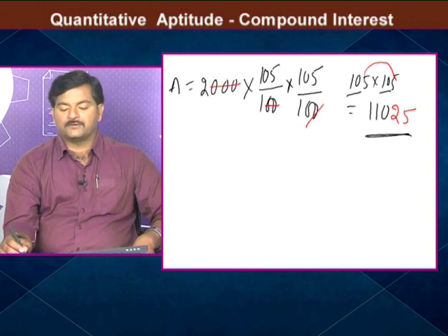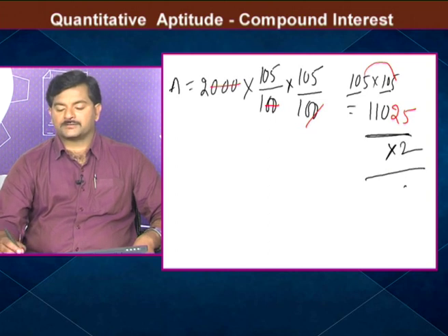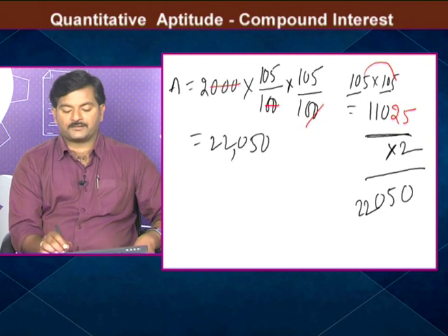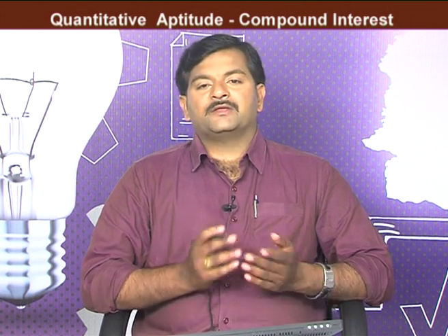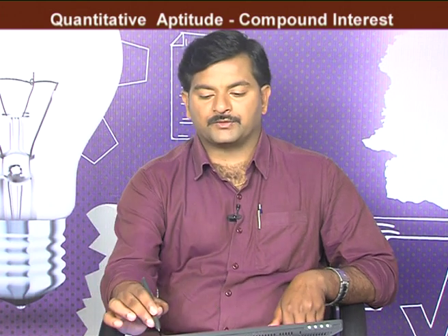But this value we have to multiply with 2. Okay. If I multiply with 2, what am I getting? 0, 5, 0, 22. Hence, the final answer is 22,050 rupees. So this was the amount, or this is what he asked to find out. So this is the amount he is going to get after 2 years. For example, in the same question, if he asked to find out compound interest, what will he do? Principal amount is 2,000, amount is 22,050. Hence, interest equals 2,050 rupees.